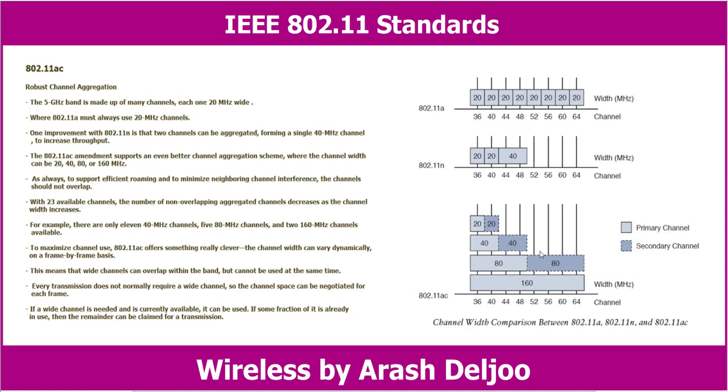To maximize channel use, 802.11ac offers something really clever. The channel widths can vary dynamically on a frame-by-frame basis. This means that wide channels can overlap within the band but cannot be used at the same time. Every transmission does not normally require a wide channel, so the channel space can be negotiated for each frame. If a wide channel is needed and is currently available, it can be used. If some fraction of it is already in use, then the remainder can be claimed for a transmission.